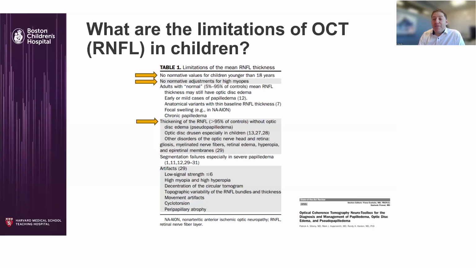Again, pseudopapilledema or thickened nerves in the setting of high farsightedness or just anatomically different nerves. Optic disc drusen, which we'll look at in more depth coming up, can throw off your numbers. Other disorders of the optic nerve head, myelinated nerve fiber layers, gliosis if the nerves have been swollen before. All of these things can break up your interpretation and make it a little bit more fuzzy and a little less cut and dry in terms of what the numbers are.